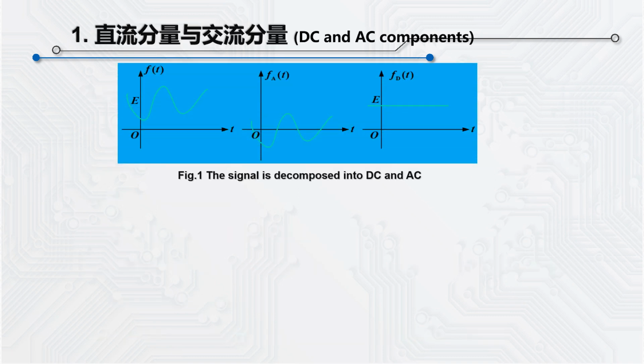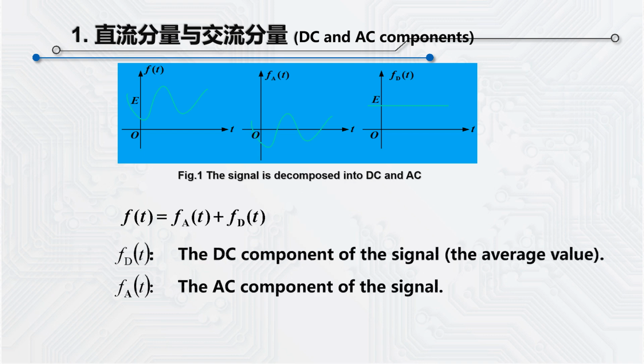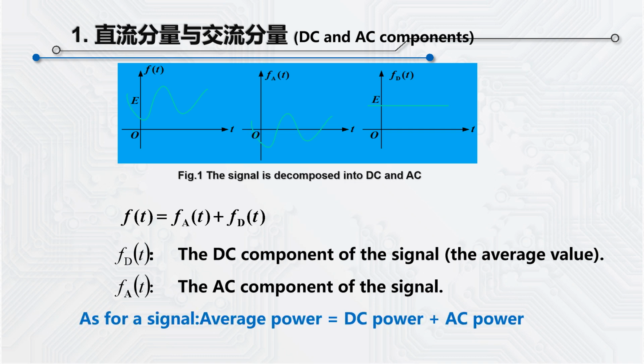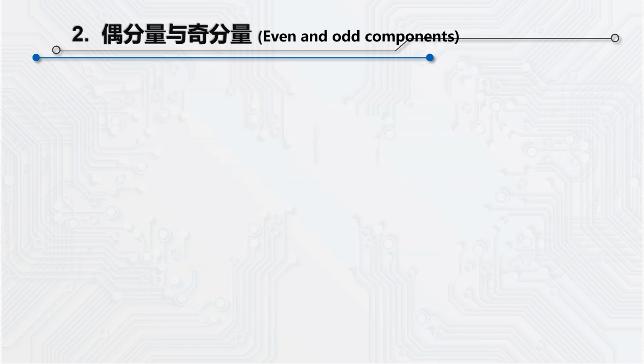First, let's start with DC and AC components. In the study of circuit and electronic circuit, we all know that processing method of DC signal and AC signal are completely different. Thus, for a signal input to the system, it's necessary to decompose it into DC and AC. Signal Ft in Figure 1 can be decomposed into DC component E and AC component FAT. The average power of the signal is equal to DC power plus AC power.